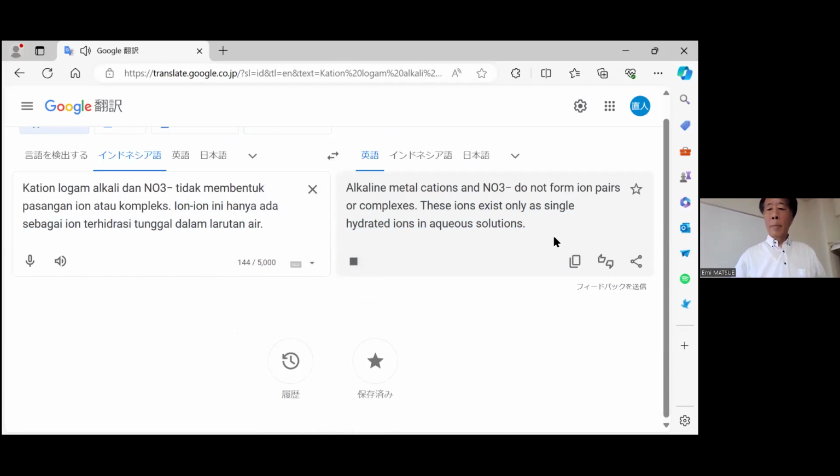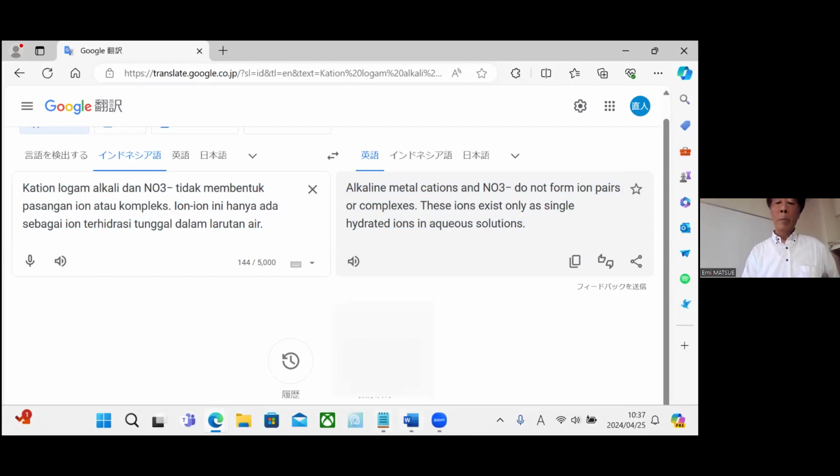Alkali metal cations and NO3- do not form ion pairs or complexes. These ions exist only as single hydrated ions in aqueous solutions. So this is very important: Na+, K+, and NO3- do not form ion pairs or complexes. These ions exist only as single hydrated ions in the water. This is very important.